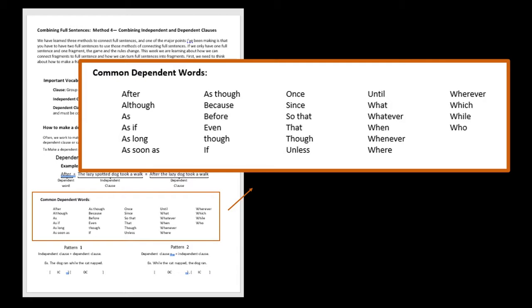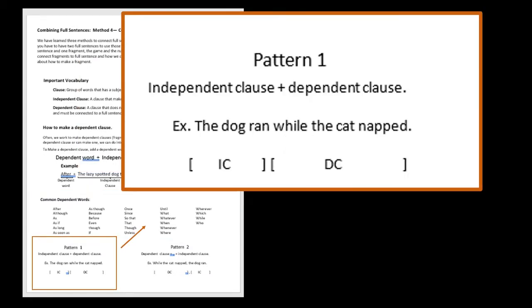So once you know some dependent words, and you know how to make a dependent clause, you can do interesting things. There are two ways of hooking independent and dependent clauses. Pattern one is if you have one of each, an independent clause and a dependent clause, you can simply stick the dependent clause at the end of an independent clause. So here's my example. The dog ran.